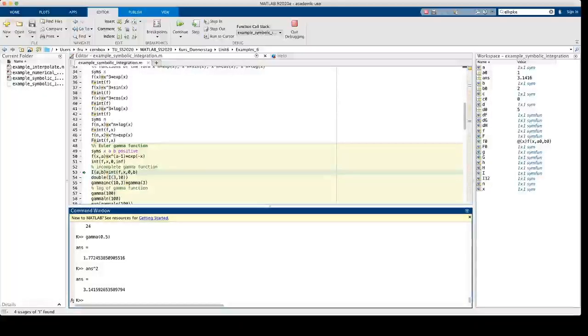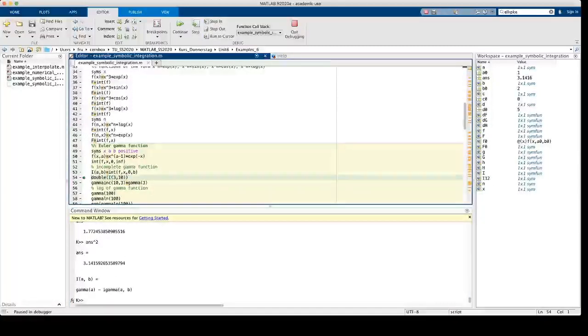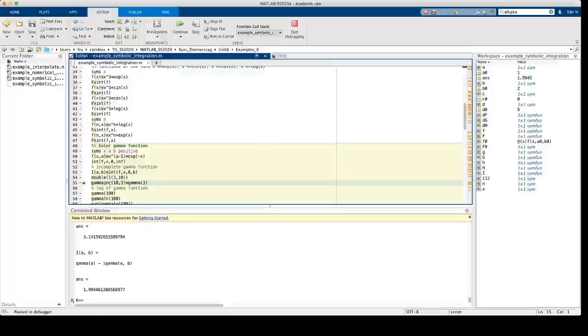So let's continue in this section in the script. If the integration runs from 0 to, not to infinity, but to a value b, we get the so-called incomplete gamma function. And this is gamma of a minus igamma of a and b. So igamma is actually the integral of the function small f from b to infinity. We can evaluate this value by the function double. It's very close to 2. There is another way of computing this value by using the function gammainc times gamma 3.